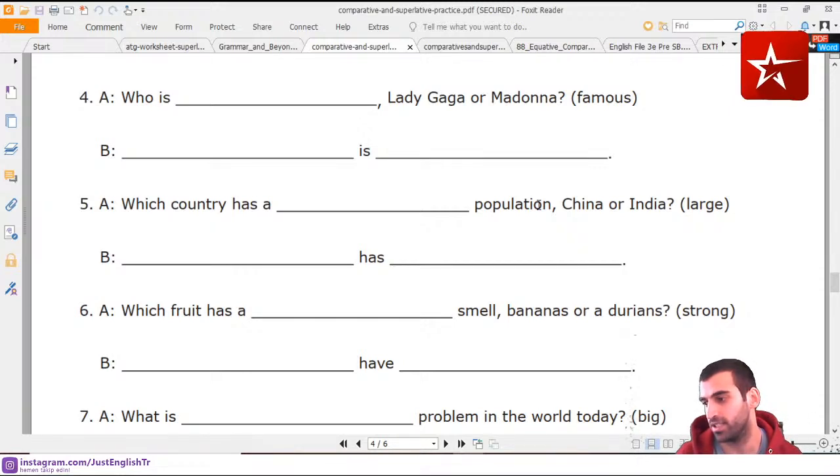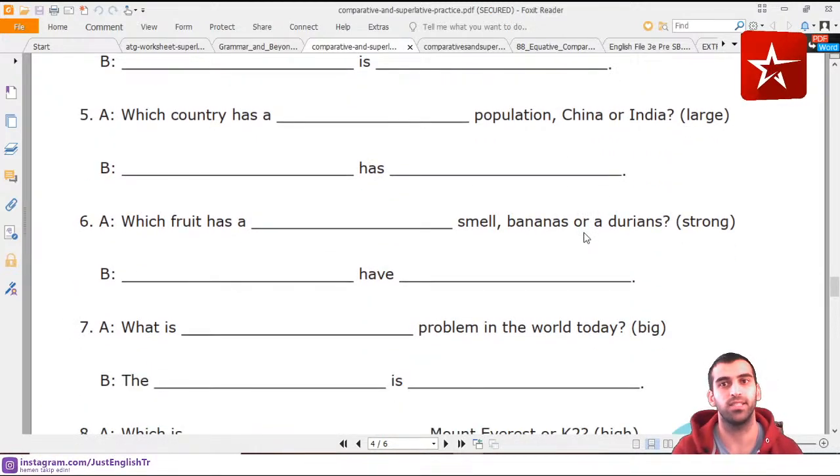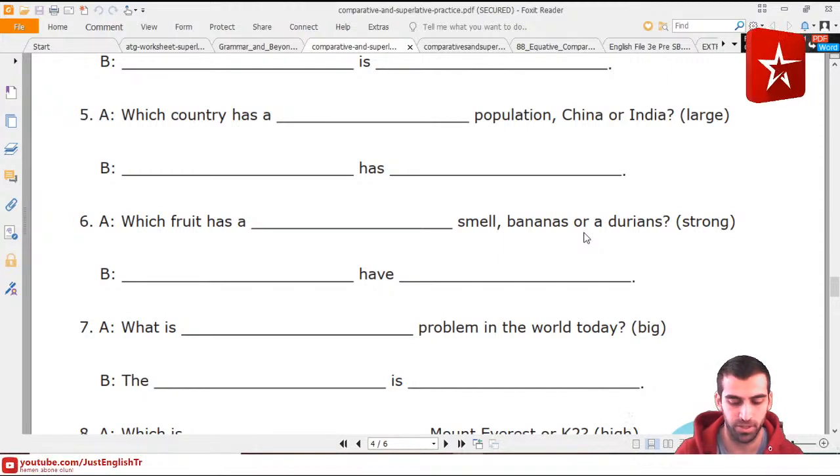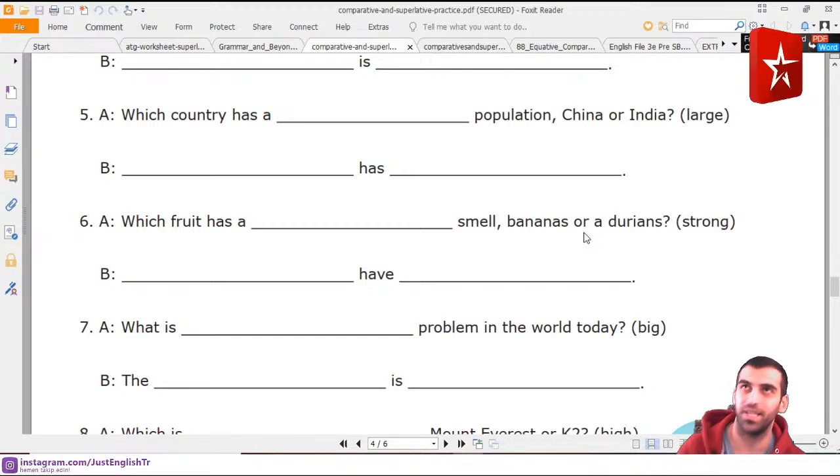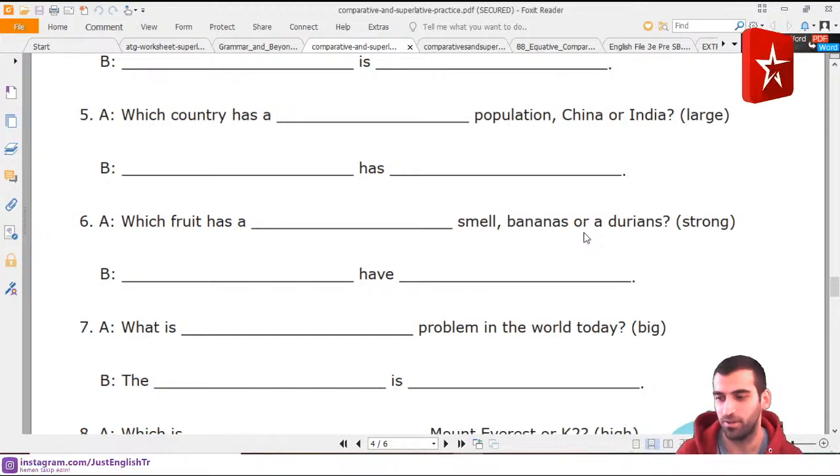All right. Let's continue with number 5. Which country has blah blah blah population, China or India? China and India, both countries have the highest population in the world, around 1.4 billion or 1.5 billion.